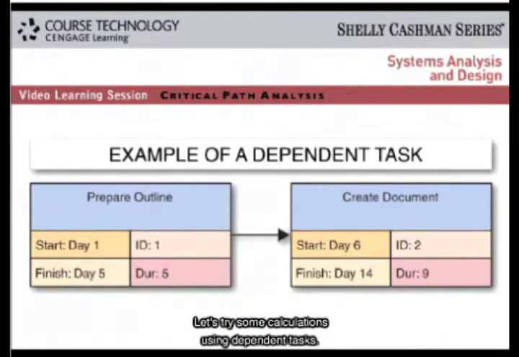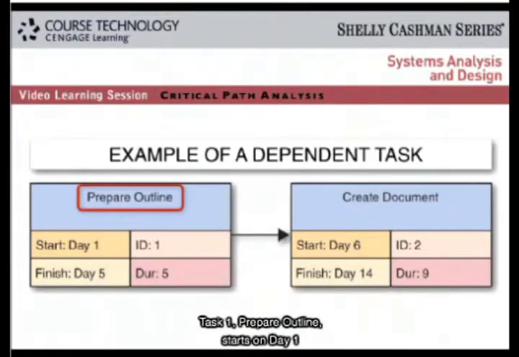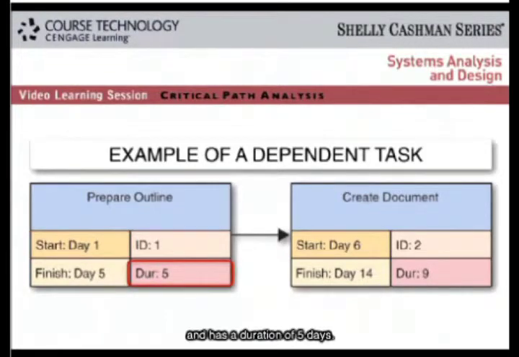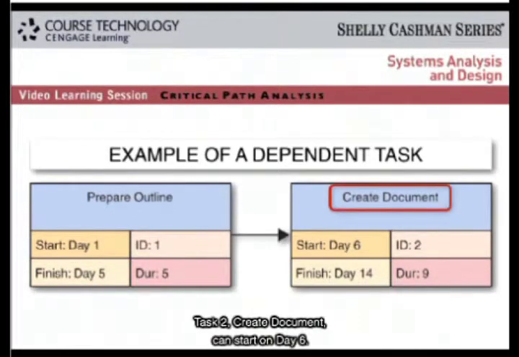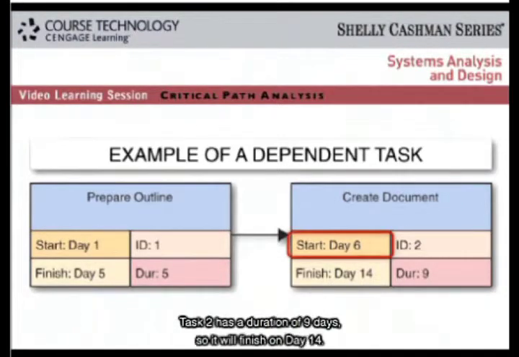Let's try some calculations using dependent tasks. Task 1, prepare outline, starts on day 1 and has a duration of 5 days. So the finish is day 5, not day 6. Task 2, create document, can start on day 6. Task 2 has a duration of 9 days. So it will finish on day 14.